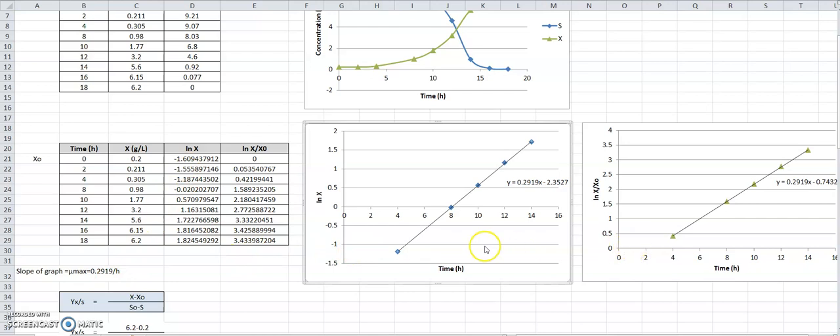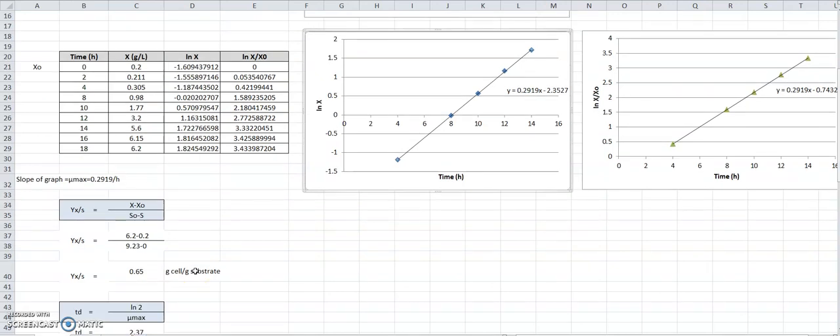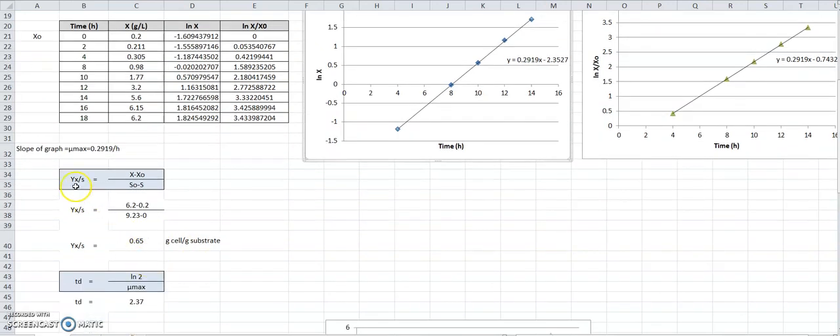So to have this, for either one of these two plots, you need to take the ln of the x value, the cell concentration. Then you have to identify the yield of cell concentration over substrate consumption, YXS. The equation is x minus x naught over s naught minus s, because the substrate is being consumed. That's why we start with s naught minus s. Then you will have the value of 0.65.